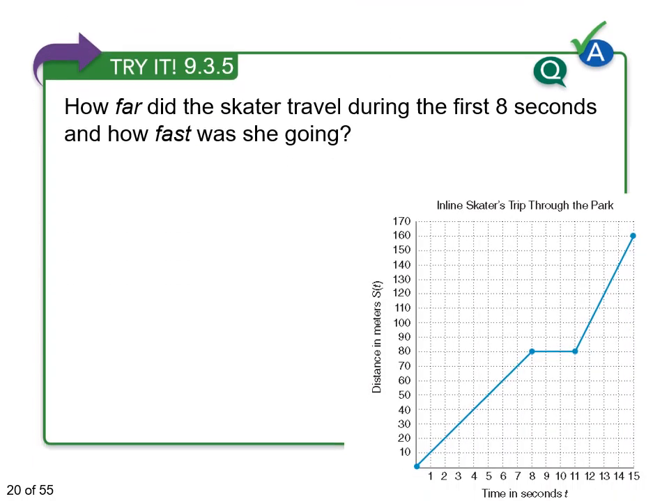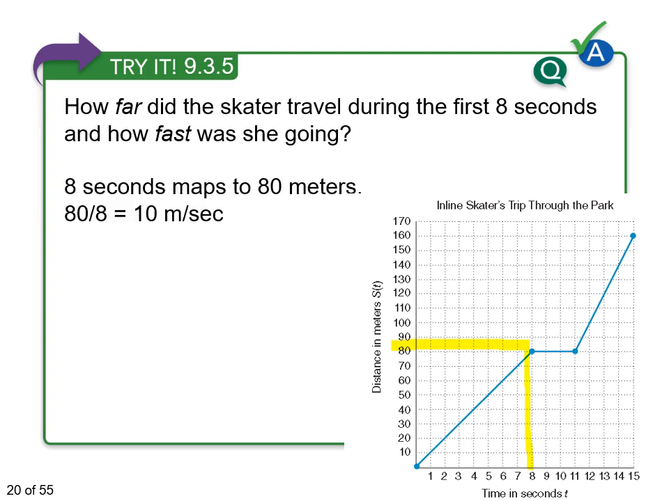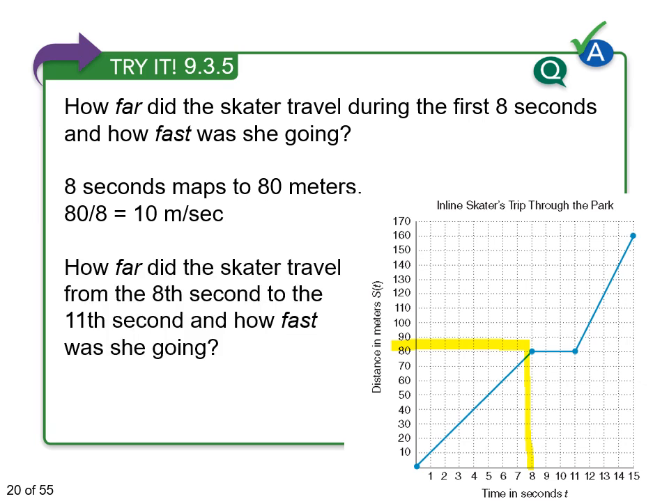This is the same graph. How far did the skater travel during the first 8 seconds when he was going slower? How fast was she going? So in 8 seconds, she went 80 meters. 80 divided by 8 is 10 meters per second.